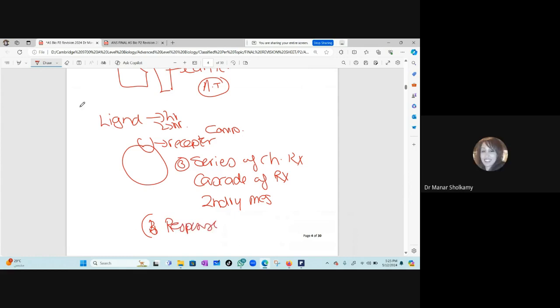or action. And of course, the cell that contains this complementary receptor is called the target cell or organ. If it doesn't have a complementary receptor, then it's not a target. Okay. Yes, thank you.